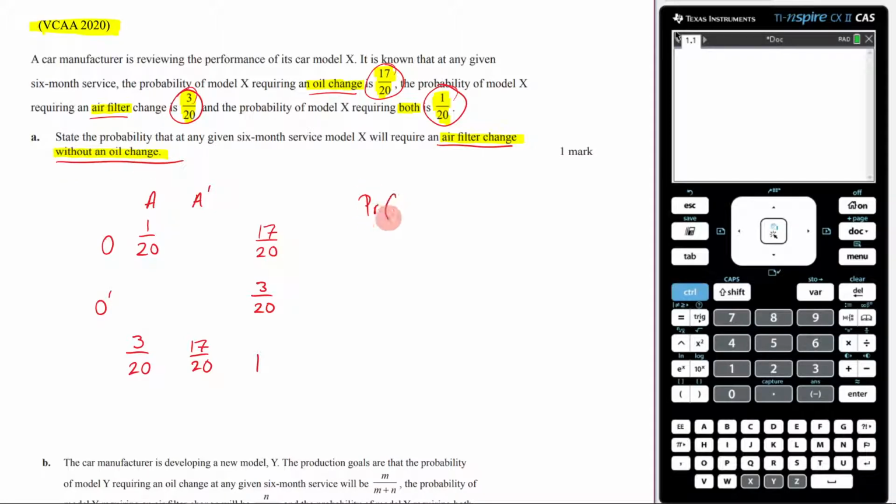So that's the probability of an air filter change intersection no oil change. So that's going to be here, air, but no oil. Now, if this is 3 on 20, this is just going to be 2 on 20. So that means this is 2 on 20, which is the same as 1 on 10. And just like that, we have our answer. So let's highlight it. And I'll also highlight that as well. So that's how you do the first part of this question.